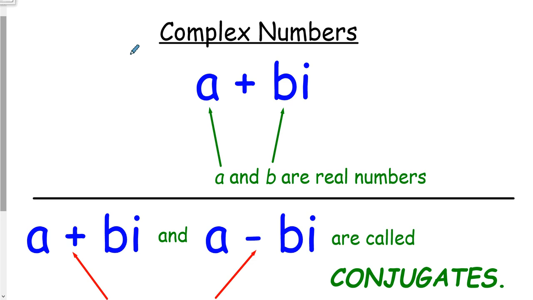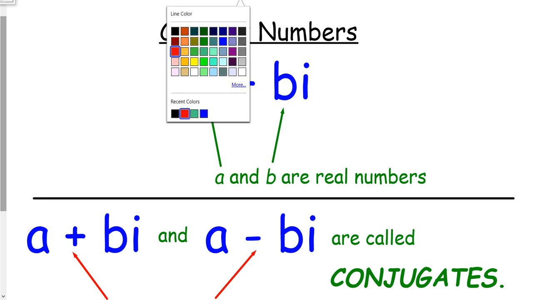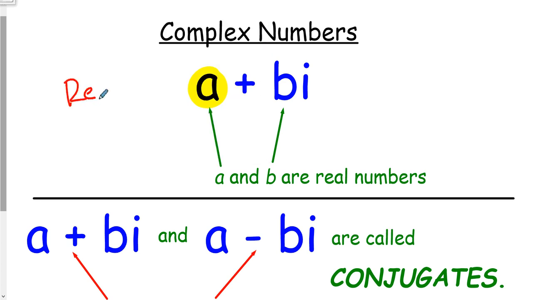In a complex number, we identify this a value as being the real component. So that a is real. There is no imaginary part about it. It is just a real number. Now, we also need to know that that real value can be 0, which means that you might not actually see it. It can be 0. It's still going to be a complex number.